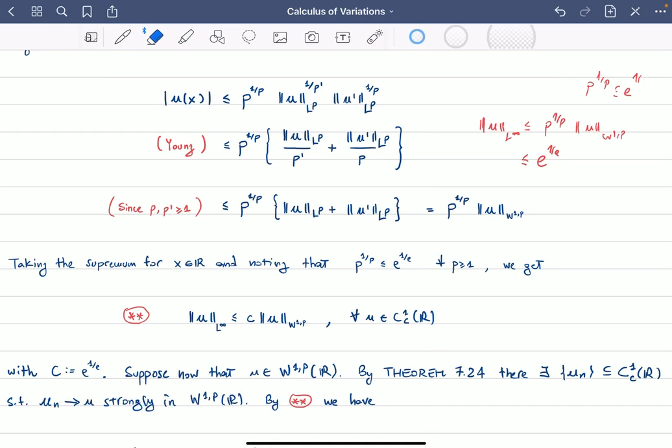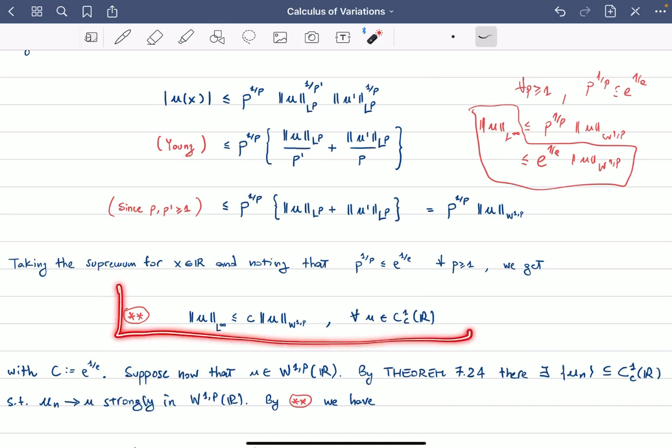Not this one, but this one. And this is true for every p larger or equal than 1. And so in the end you get this estimate with a universal constant that we call C. It's called C here. So this is the estimate that we obtained in the end. And remember that we proved it for u in C^1, compactly supported.